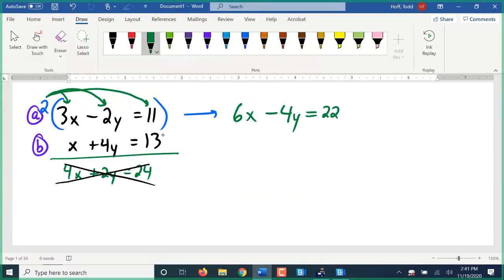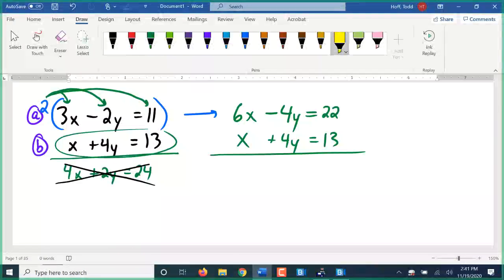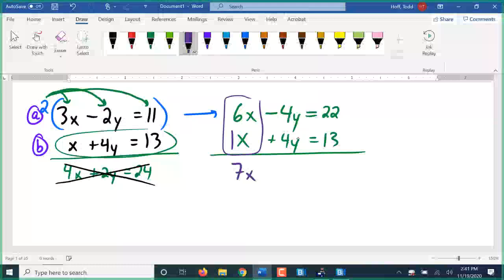This bottom equation is going to stay exactly the same. X plus 4y equals 13. Now we notice that if we add the equations, the y is going to disappear. So we add 6x plus x, that's 6x plus 1x makes 7x. Negative 4y plus positive 4y is 0y, so that cancels out. Equals 22 plus 13 is 35.